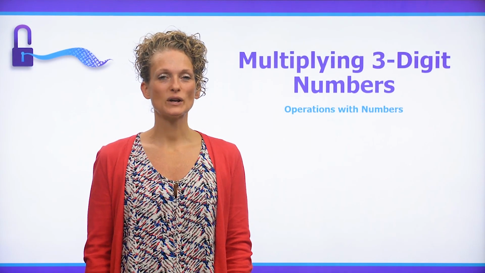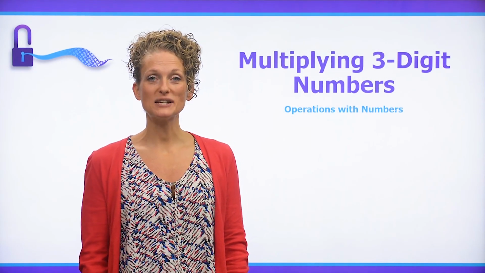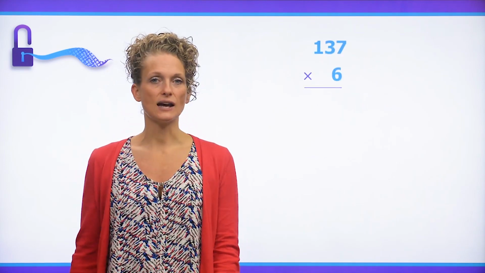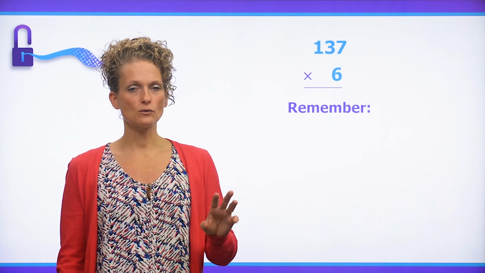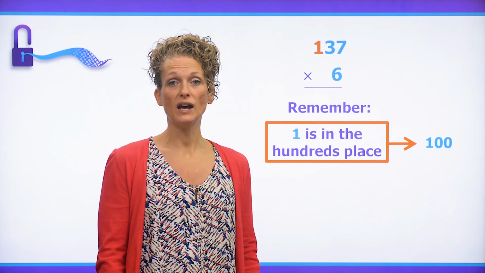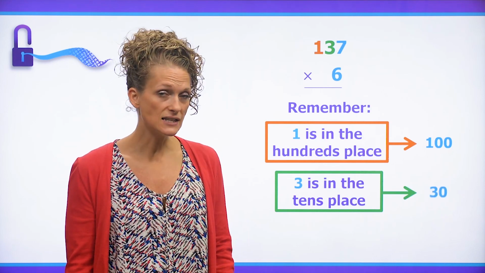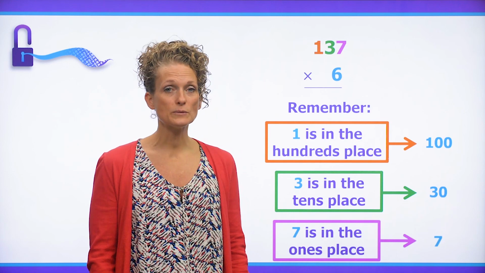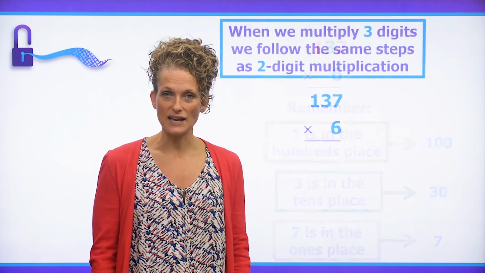In today's lesson, we're going to talk about multiplying three-digit numbers. Now let's look at the following, 137 times 6. Just as a reminder, the 1 is in the hundreds place, so it represents 100. The 3 is in the tens place, so it represents 30. And the 7 is in the ones place, so it represents 7.